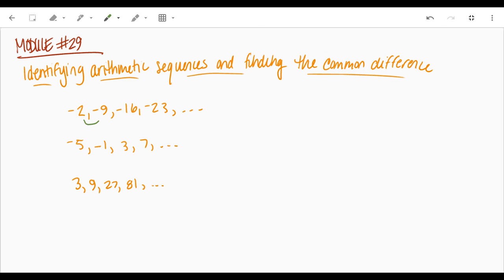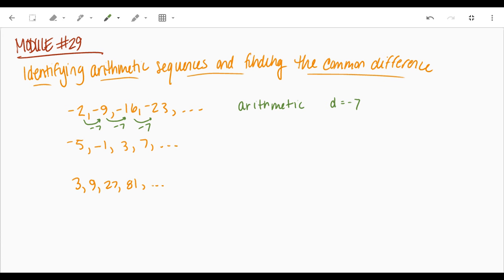So to get from -2 to -9, I subtract 7. To get from -9 to -16, I subtract 7. And it looks like I'm subtracting 7 every time. So that would seem to indicate that it is arithmetic. And the common difference, D, is -7.